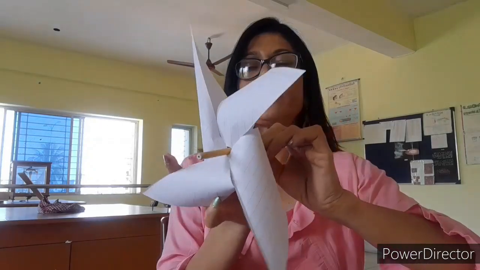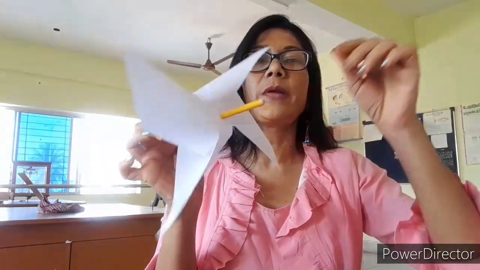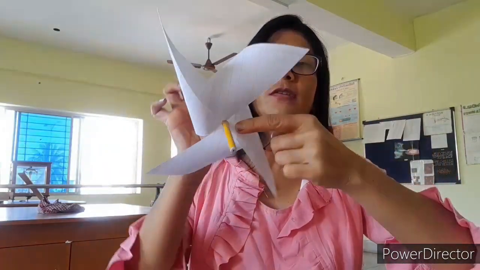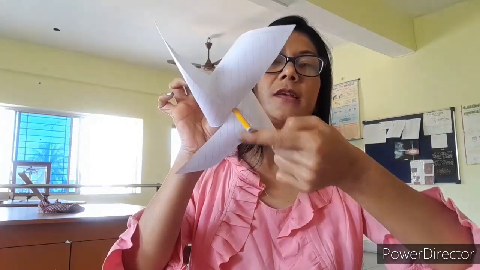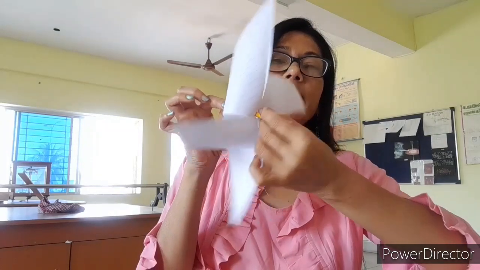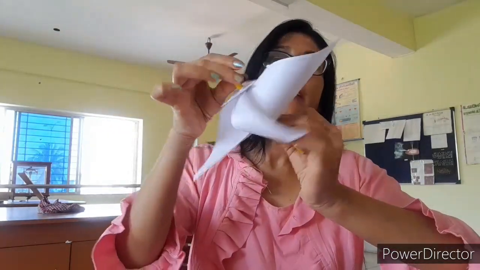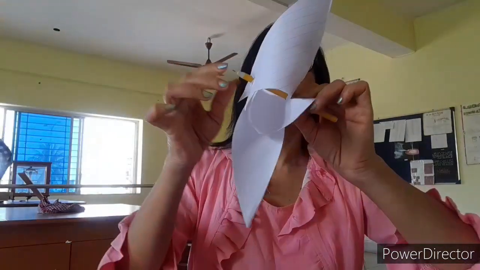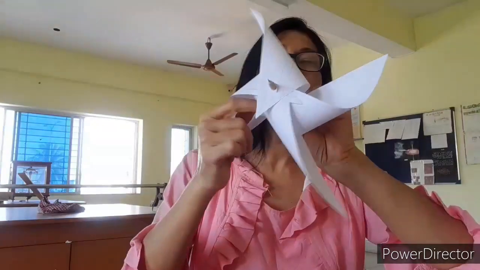Now what to do? To prevent this Phirki from falling off this stick, we have to put some obstacle here and here also, and inside also you can put something.